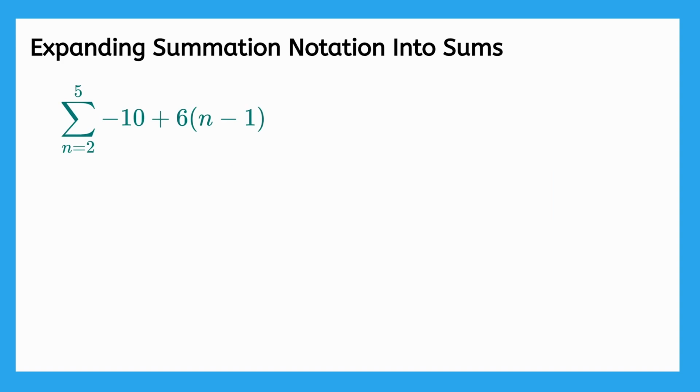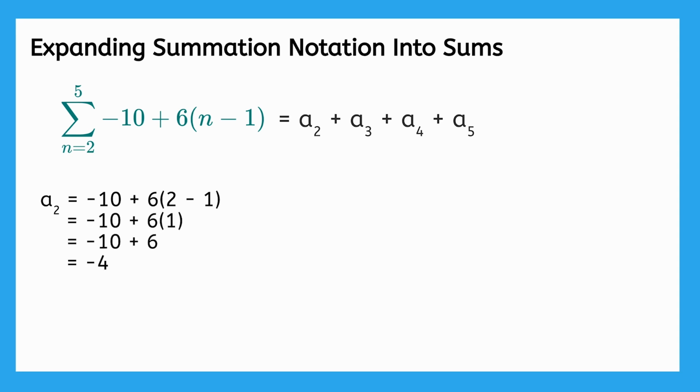Let's take this summation notation and expand it to see what's actually happening behind the scenes. The lower limit is 2, and the upper limit is 5, so we need to add together the second, third, fourth, and fifth terms in the sequence. Since the index of summation is n, for each term we take the explicit formula and substitute the term number for n. 2 minus 1 is 1, 6 times 1 is 6, and -10 plus 6 is -4. The first term in this sum, a sub 2, is -4. Pause now and try to finish this sum on your own.